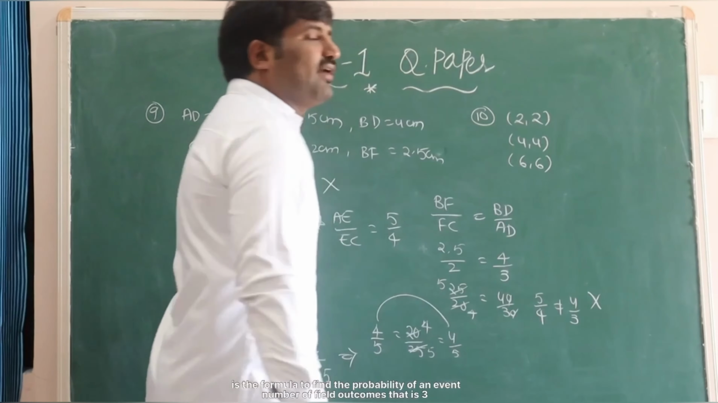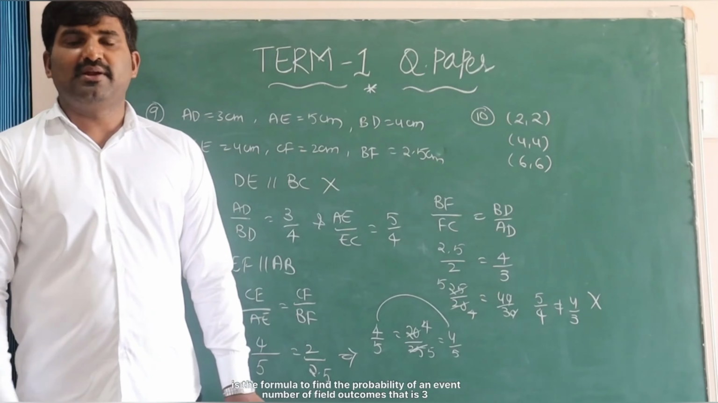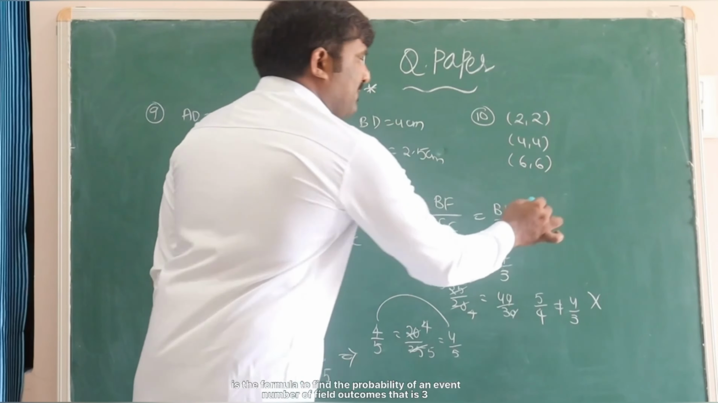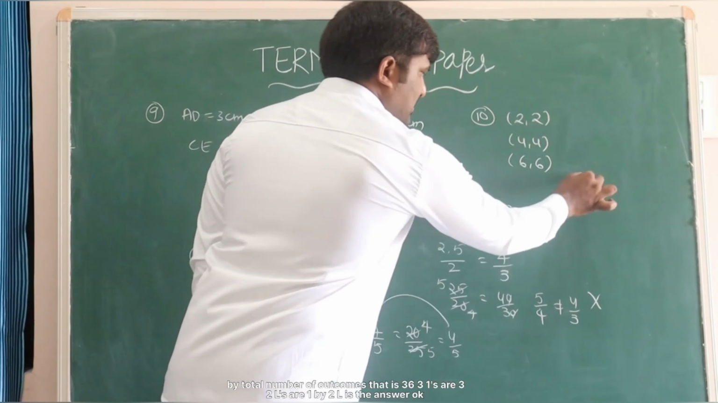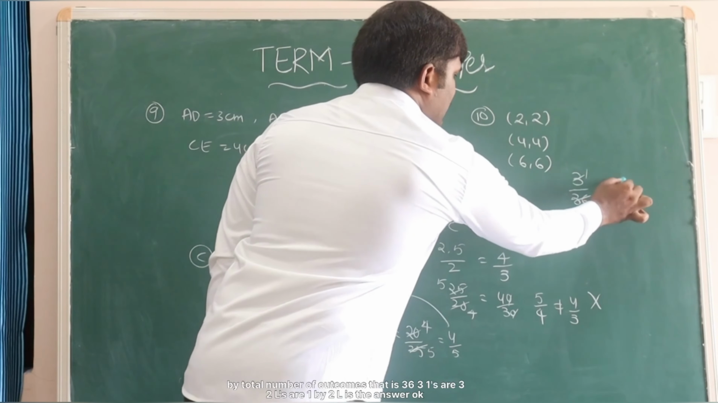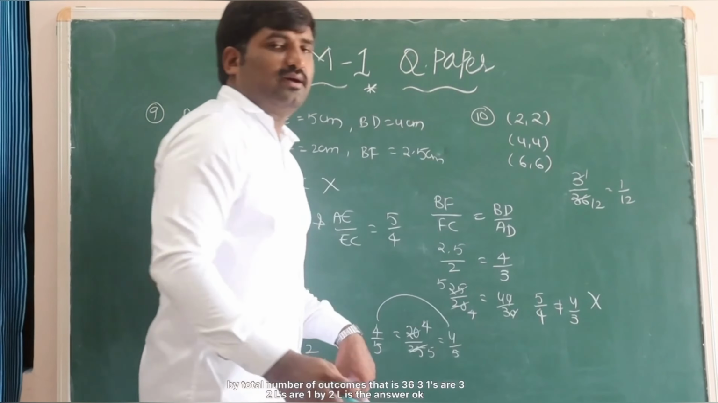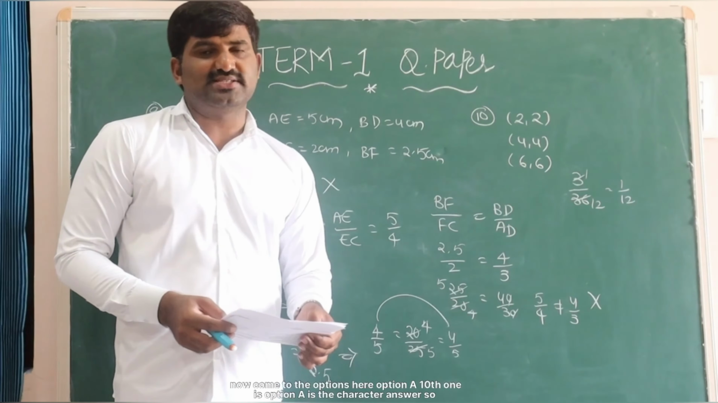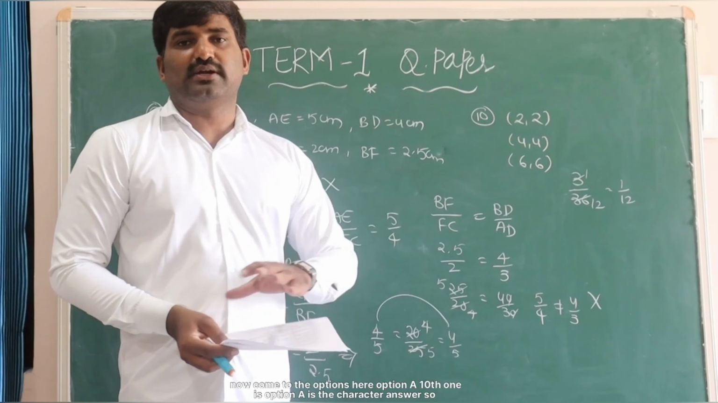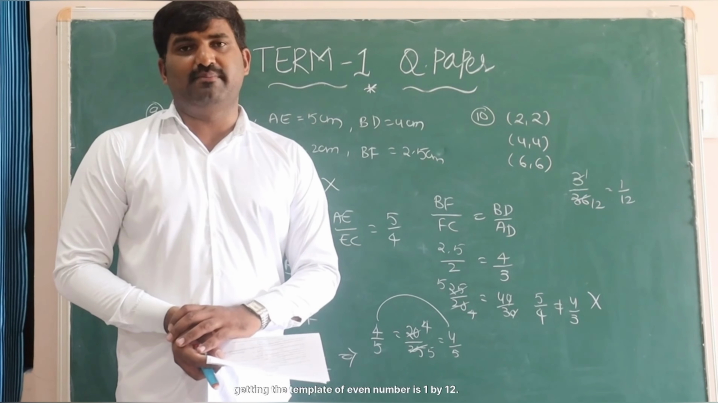So what is the formula to find the probability of an event? Number of favorable outcomes, that is 3, by total number of outcomes, that is 36. 3 1s are 3, 3 12s are 36. So 1 by 12 is the answer. Now come to the options. The 10th one, option A, is the correct answer. So the probability of getting a doublet of even number is 1 by 12.